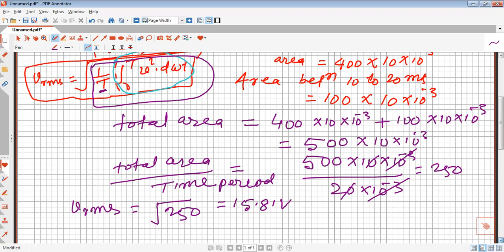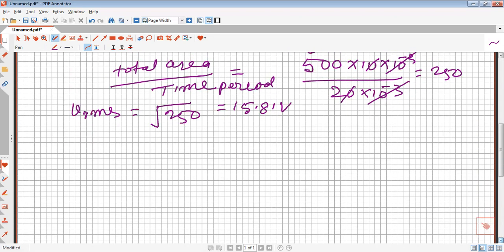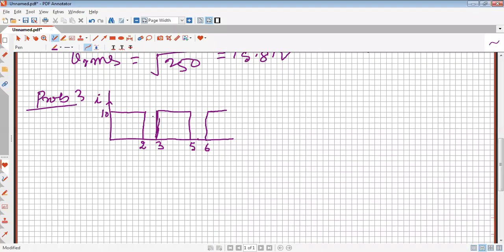In the same way, if we want to find the average value, we can also find it. That is also very easy. The RMS value is calculated, and the average value we can also find. In another problem, we will see how to find the RMS and average value by taking a different waveform. So I'm taking another example, which is one example based on average value and RMS value.